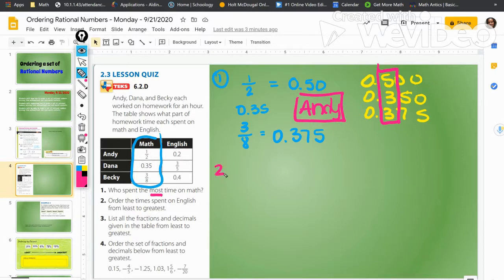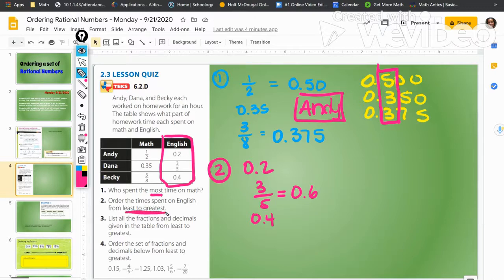Okay. Number 2. Order the time spent on English from least to greatest. So now I'm going to be looking in the third column. I'm looking at these times. I have 2/10, 3/5, and 4/10. I know that 3/5 is 6/10, so I need to arrange these from least to greatest. So I'm going to write my decimals. Then I'm going to again look at my first place value behind the decimal, or to the right of the decimal.